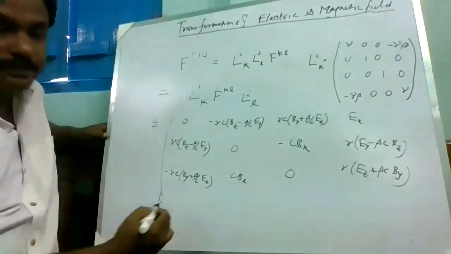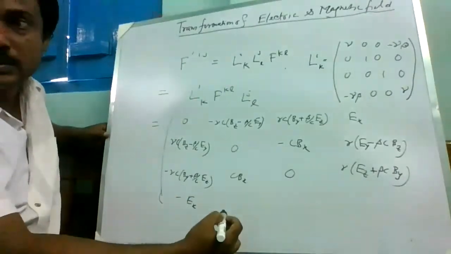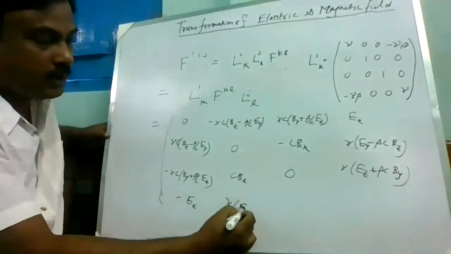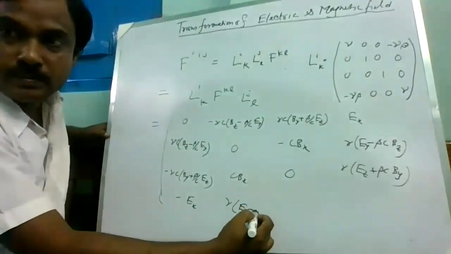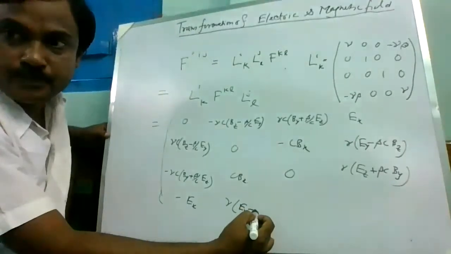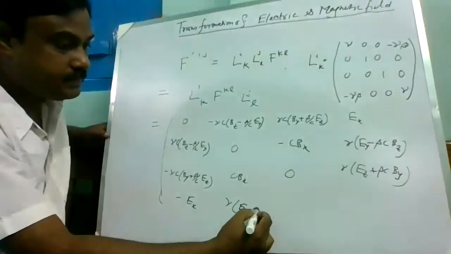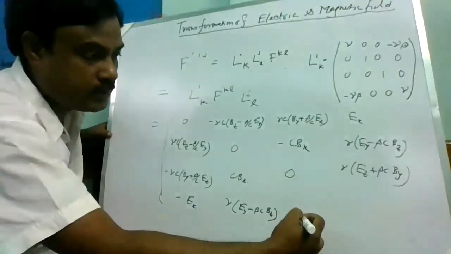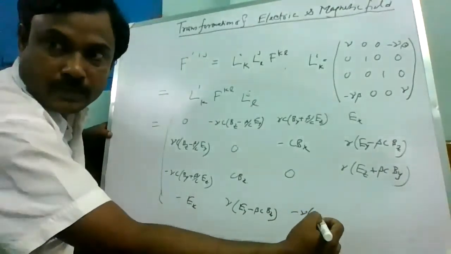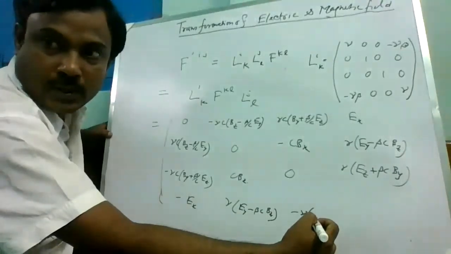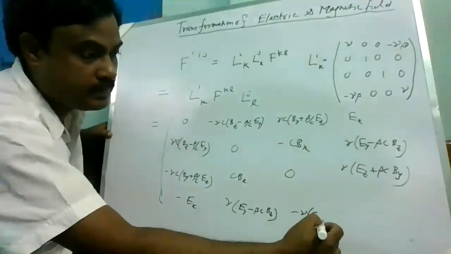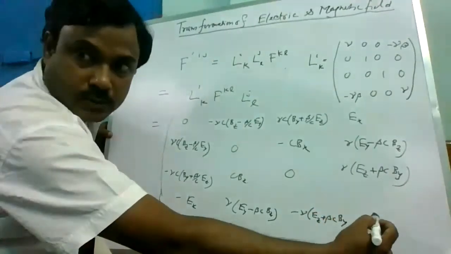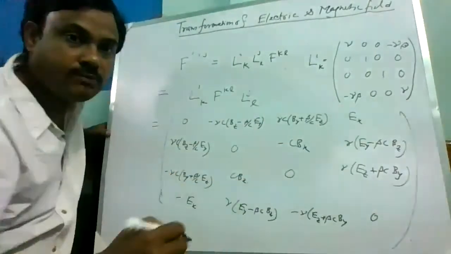This component will be minus x. This will be gamma y minus beta c dz. This component will be just minus gamma ez plus beta c dy. Beta c dy. And this will be 0. So this will be the transform matrix.